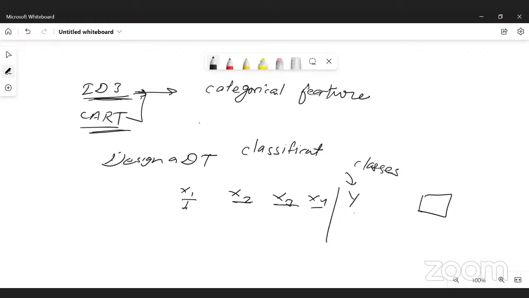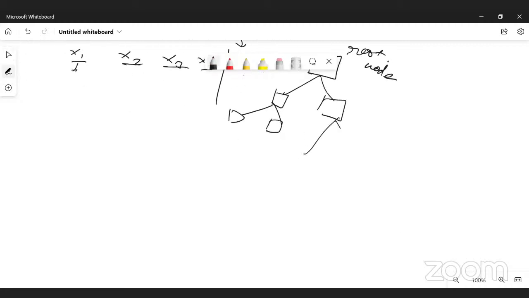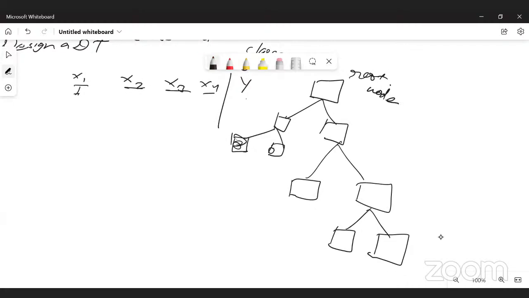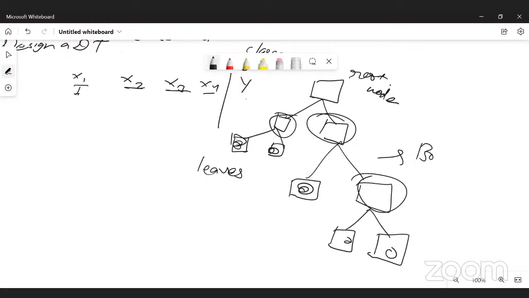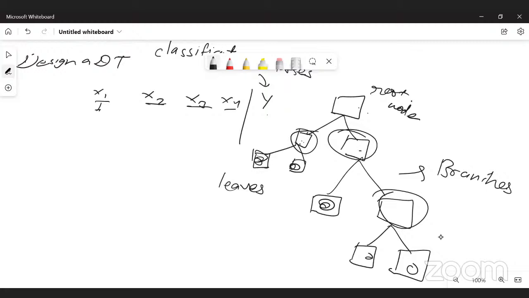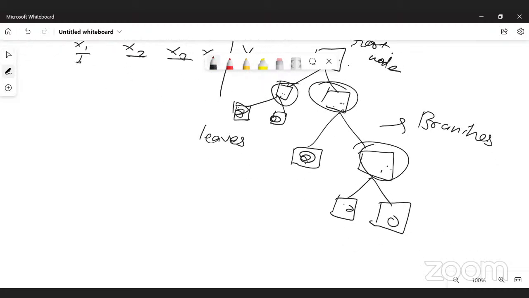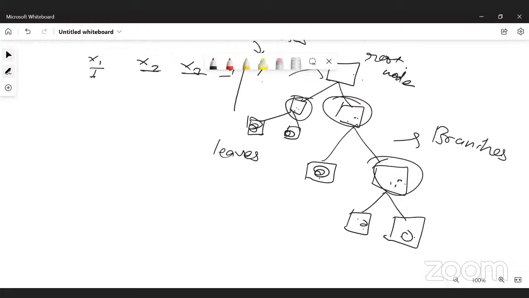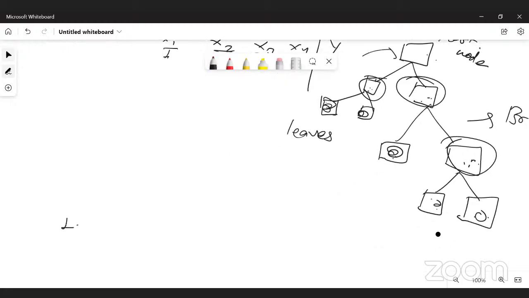Let me explain a few terms. The very first node, holding the entire data set, is called the root node. The nodes in which we make predictions are called leaves, and all other nodes are called branches. Let's say your decision tree splits into this part, and again this region is split into these. For this node, these are its child nodes, and this node is the parent of these two. These are the terms we generally use in decision trees. So we need to answer which feature to use at the root node.